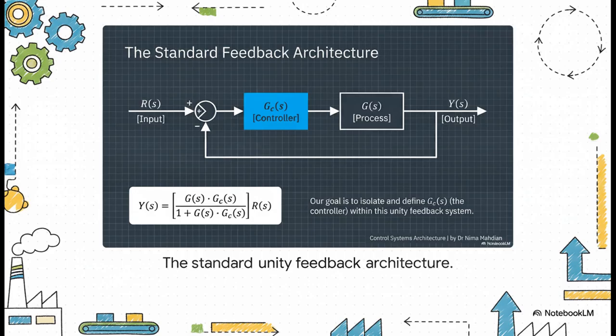To do this, we need to look at the standard unity feedback architecture. Our mathematical goal is to isolate and define GC of S, that's our controller, from within this unity feedback system. In this equation, the output, Y of S, is a function of the physical process G of S, our controller GC of S, and the input R of S. It's like a giant puzzle, and GC is the missing piece we need to solve for.